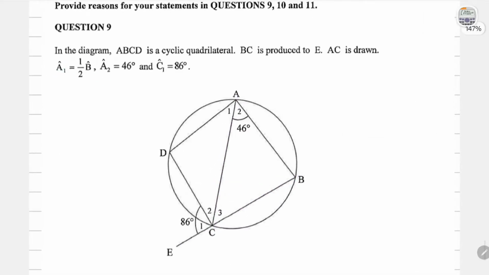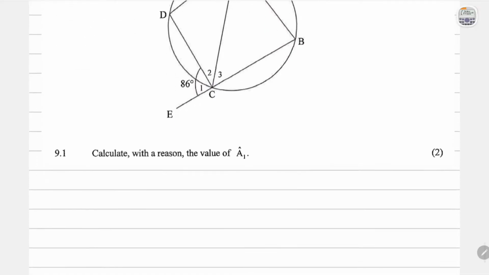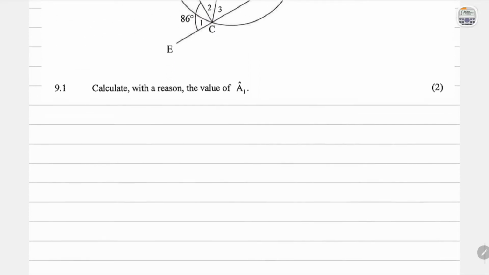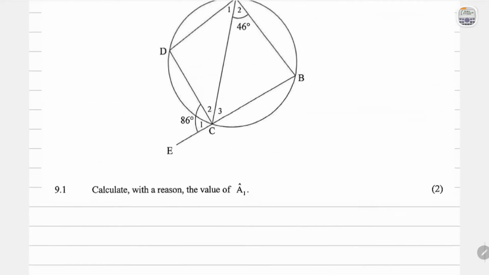Angle A1 is equal to a half of angle B. So whatever angle A1 is, it's half the size of angle B. So this will be the bigger angle, and that's the smaller one. If, for example, this is 20 degrees, then that is 10 degrees. A1 must be half of B. And then angle A2 is 46 degrees, and angle C1 is 86 degrees. And the first question is to calculate with reasons the value of angle A1.